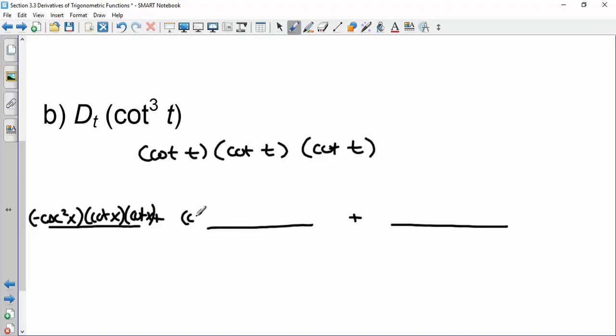Plus, the next one, the first one stays the same. Derivative of the second one, negative cosecant squared. You guys said x, and I changed my t's to x.